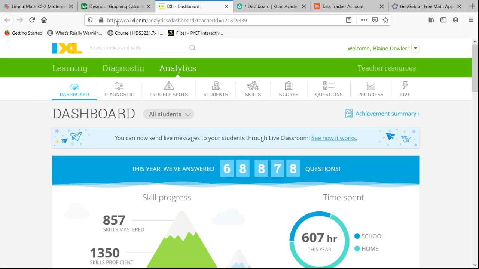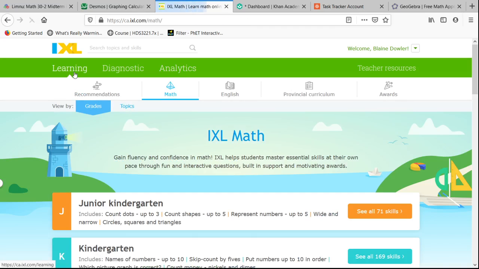So those of you online, you might have access to that student version of IXL. I'm not going to ask you to share your solutions or your performance, but can you let me know if this process works for the students as well as for the teachers? So from the teacher, I can go to learning, and then down here, there's the recommendations. There's your math, your English skills. You guys have the provincial curriculum tab as well? Yeah, I think so.